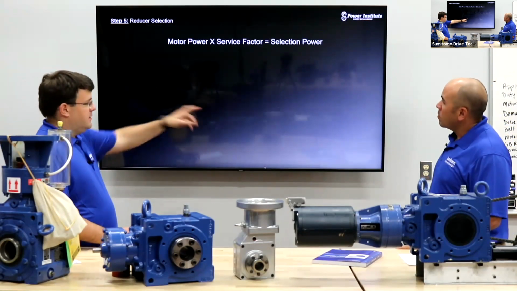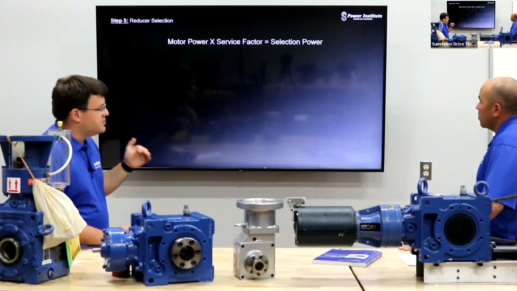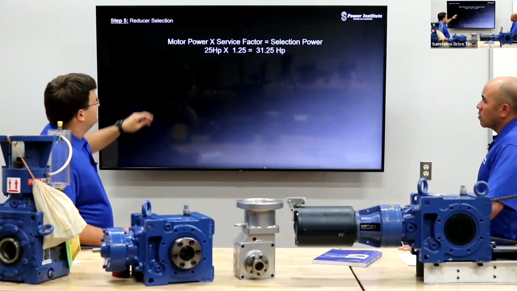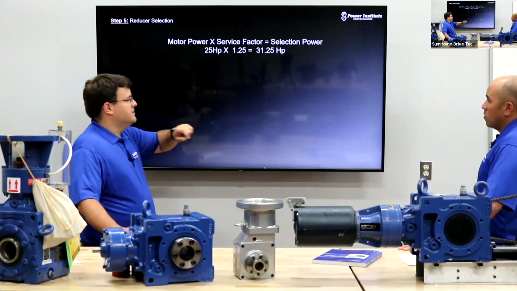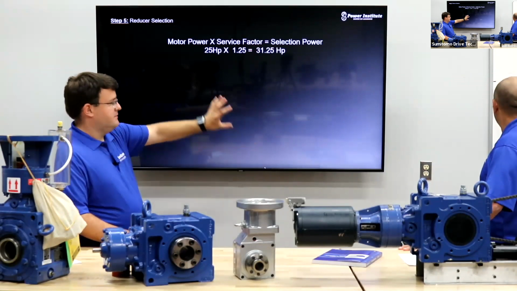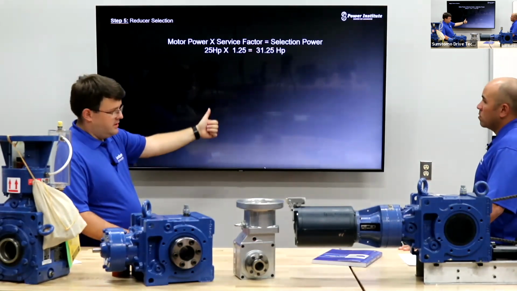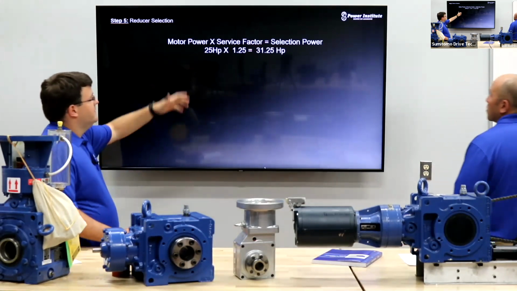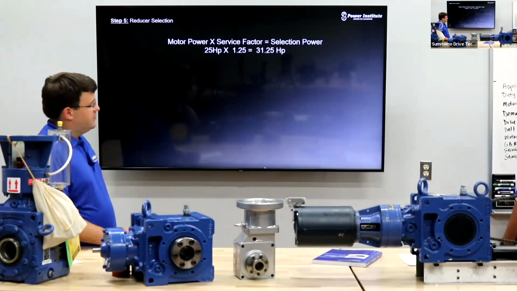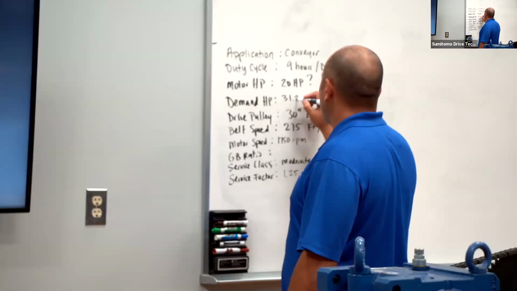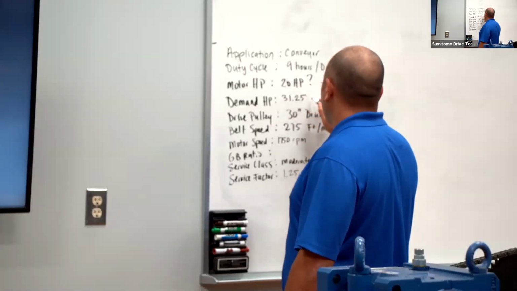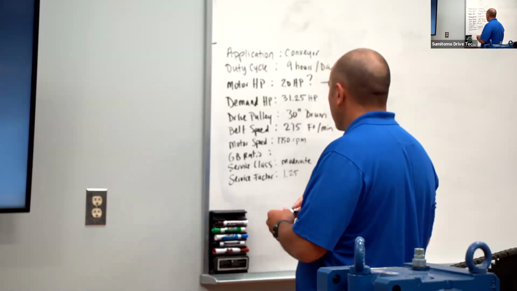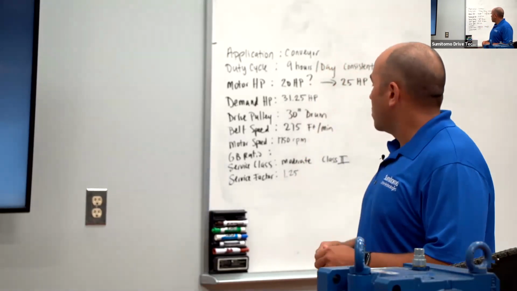So now we can go on our demand horsepower there. We can figure out how much our gearbox has to be rated for. So we have that 25 horsepower that we just picked. We have our 1.25 service factor based on the AGMA service class, moderate shock for up to 10 hours a day. So we do 25 times the 1.25. So we need a demand horsepower rating of 31.25 horsepower. Our gearbox has to have that as a minimum rating to be able to move this load and have that service factor on top of it.